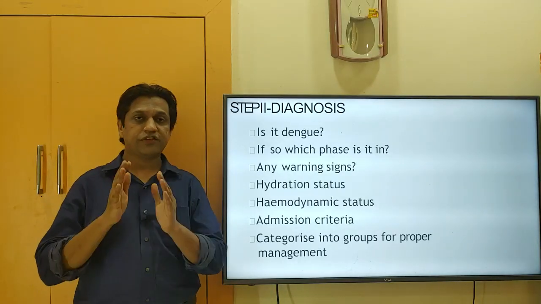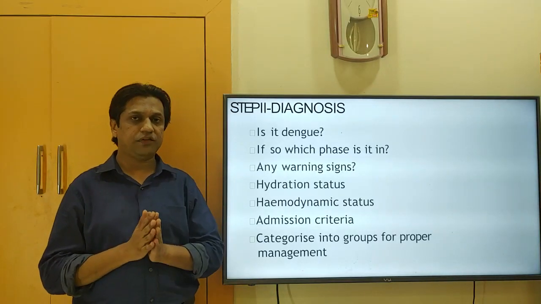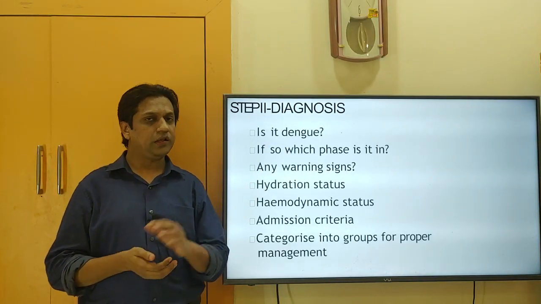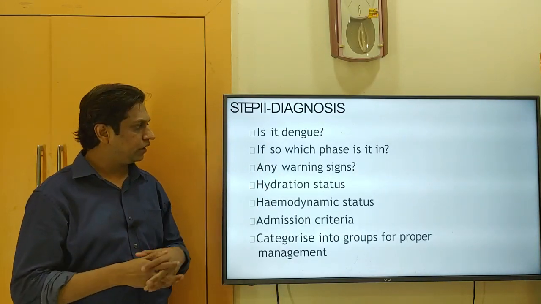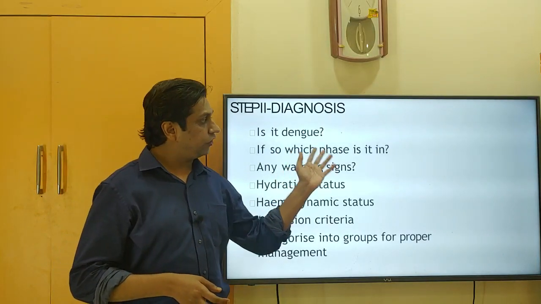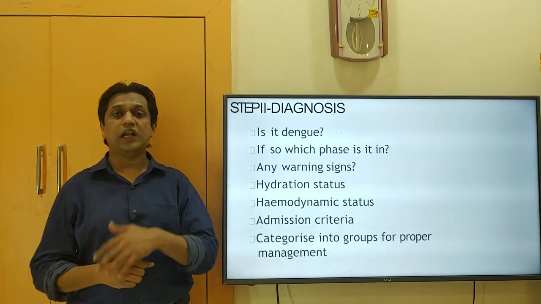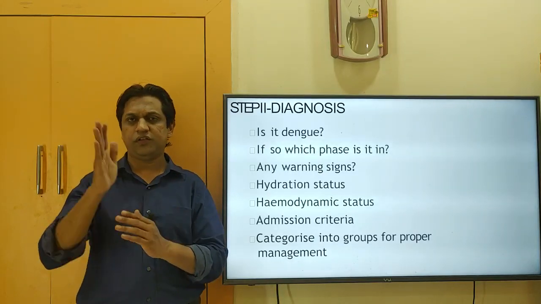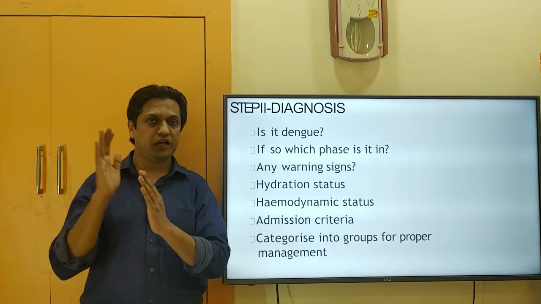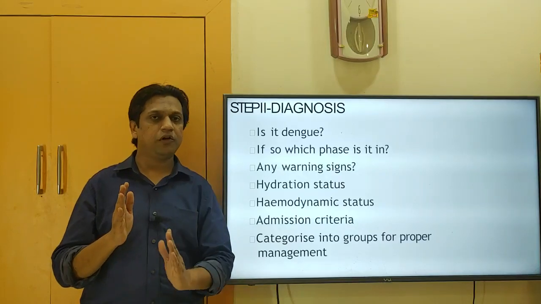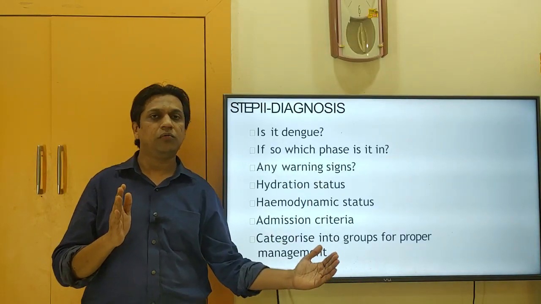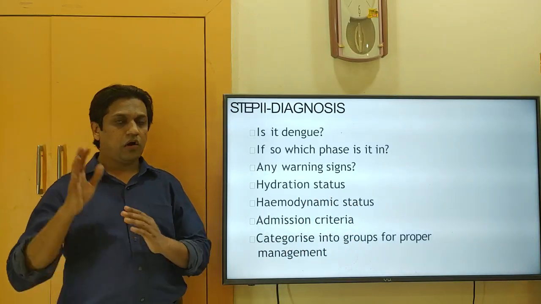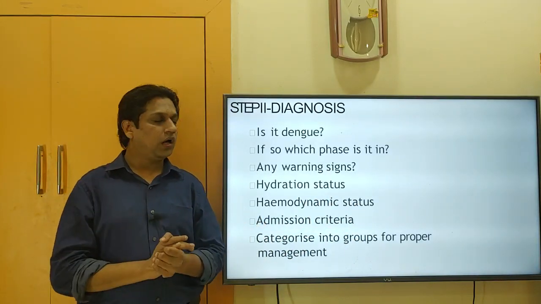Now step 2 in diagnosis is, after confirming, we have to ask: is it dengue? If we confirm yes, it is a dengue infection, then which phase is it in? If you remember, in the last video we discussed the different phases of dengue fever, that is simple dengue fever, classical dengue fever, dengue hemorrhagic fever, dengue shock syndrome, and the severe form of organ failure. So all these levels we have seen in the last video.